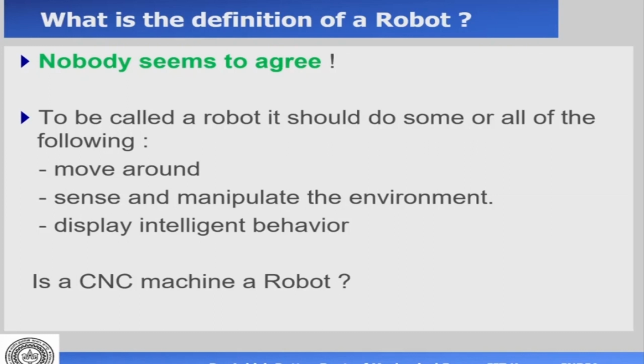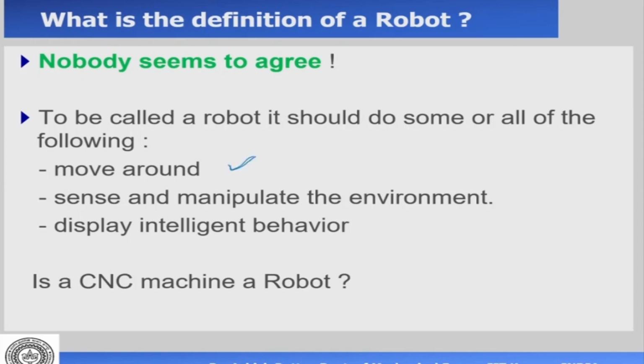So it has become important to know what is a robot and what is not a robot. Unfortunately, nobody seems to agree on that, but in general, to be called a robot, a system should do some or all of the following. Let's look at these three things that a system should be able to do to be called a robot.